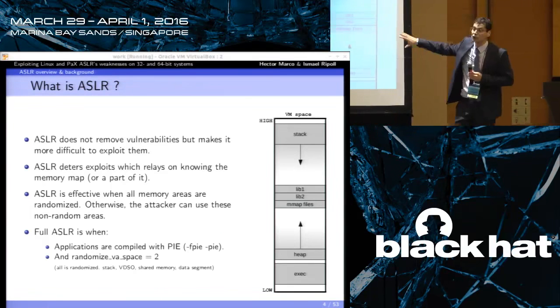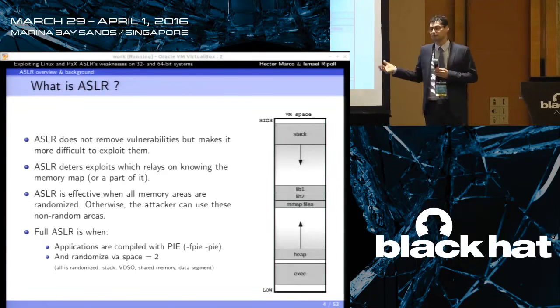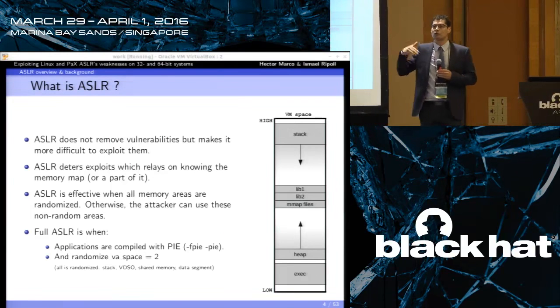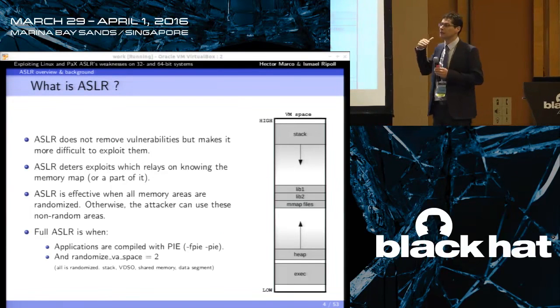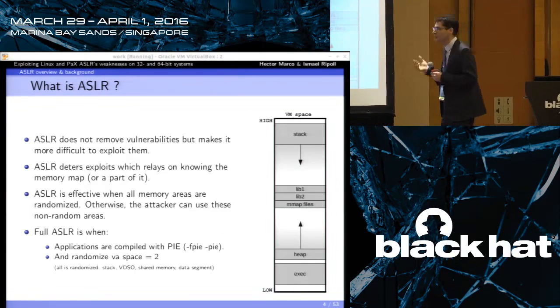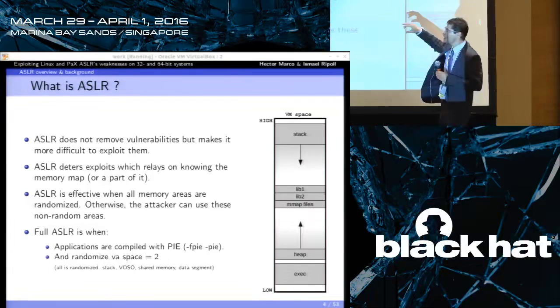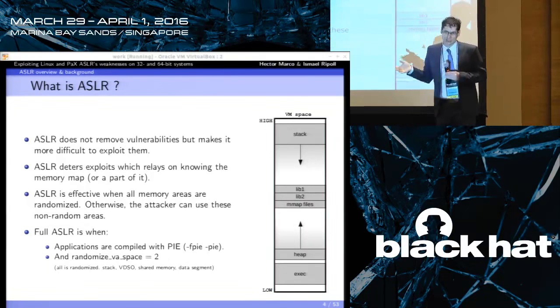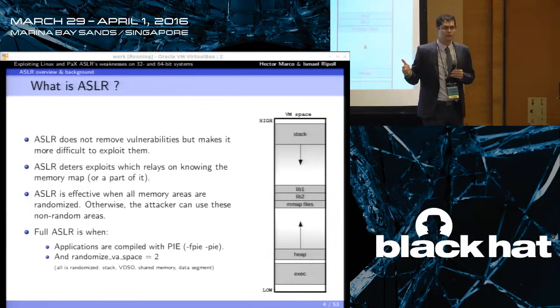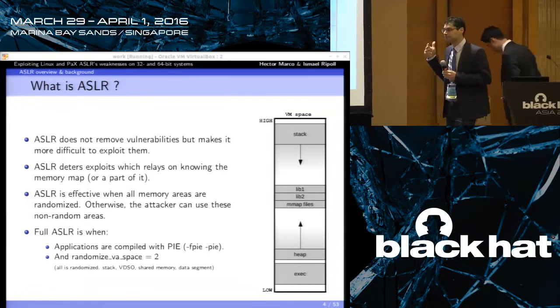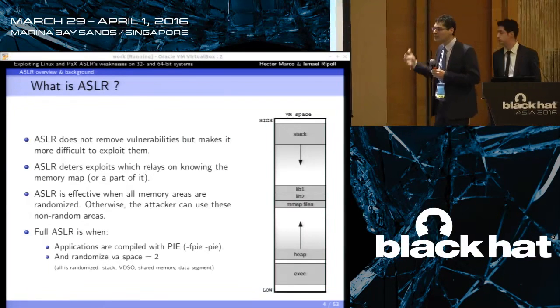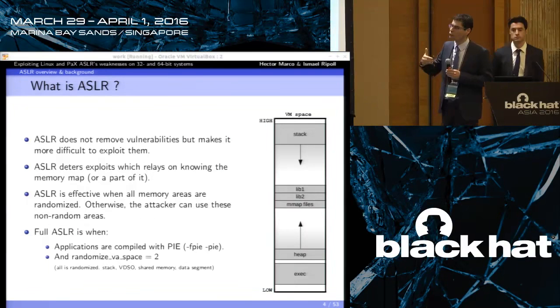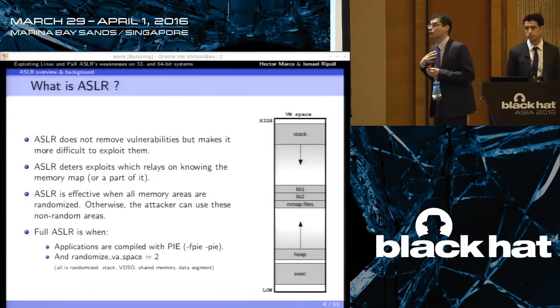ASLR is not a removal of bugs, but a prevention of exploiting bugs. So rather than removing vulnerabilities, you deter or make it more difficult to exploit them. Basically, ASLR, as its name says, address space layout randomization, is about randomizing, or making it harder for an attacker to know where my code is.